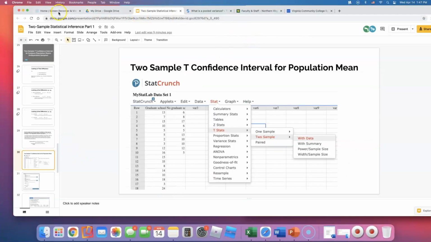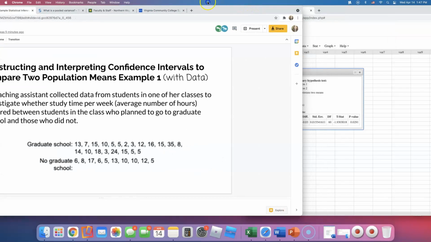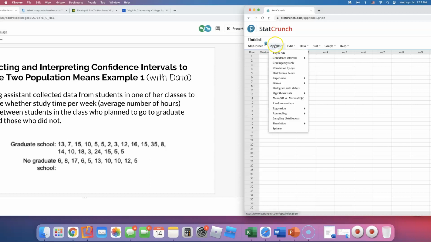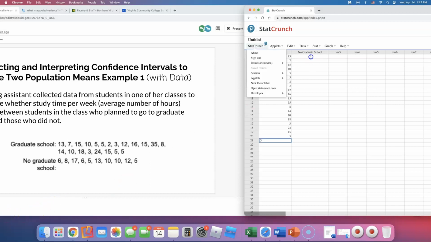So in your StatCrunch, I'm going to go ahead and type in graduate school, and I will do no graduate school. I like to name my variables so that I know what I'm looking at. Okay, now numbers. How about I pause the recording and I type it, because it's going to take me 15 minutes to type this. I was typing it, and then maybe I could show you that I'm actually typing it.